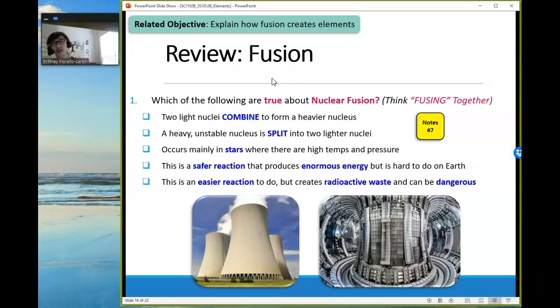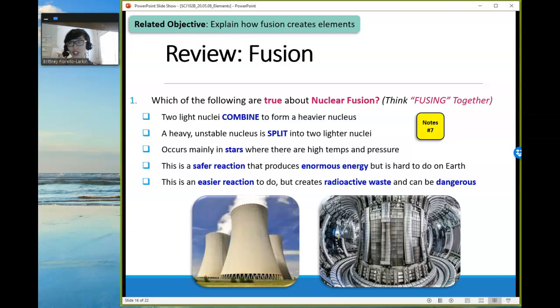All right, so which of the following are true about nuclear fusion? We already learned about fusion in our last lesson for Unit 4. So again, if you missed that, make sure you go back and review that because all of that information is building together as we go through the quarter. So if you're missing something, you're going to feel very lost later on in the quarter. So make sure that you're really paying attention to every lesson to build it up together. When you hear the word fusion, you should think of fusing together.